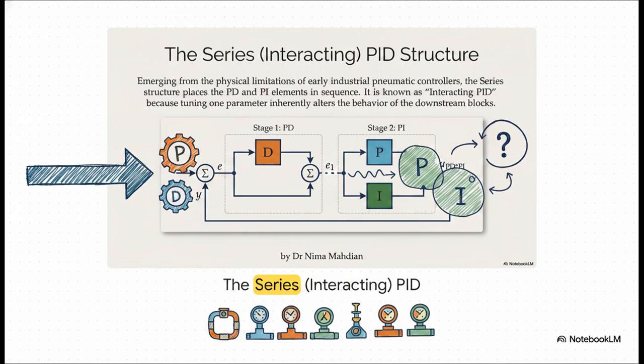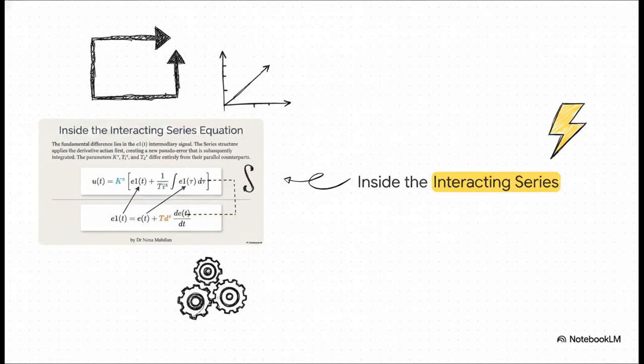Contrasting with those parallel designs, we absolutely must examine the series or interacting PID structure. This architecture actually emerged from the physical limitations of early industrial pneumatic controllers. The series structure places the elements in a very rigid sequence. The error E enters stage 1, the PD stage, which generates an intermediate signal E1. This E1 then flows directly into stage 2, the PI stage. We call this interacting PID because tuning just one single parameter inherently alters the behavior of all downstream blocks. It's all connected.